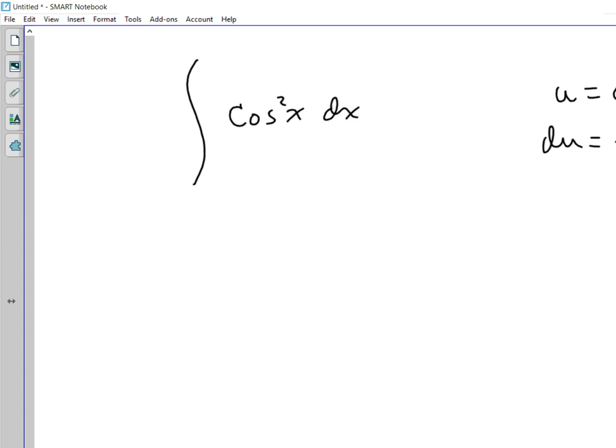This isn't really too nice for me, except there is a way around it. And it's, again, using another trig substitution. All right. Let's do this one. Remember this.